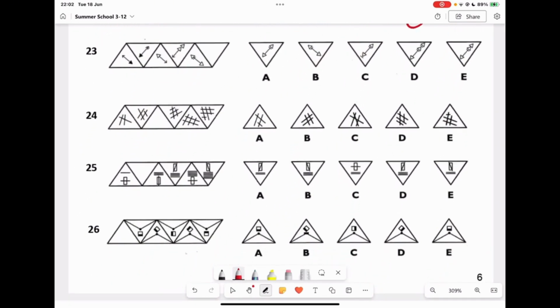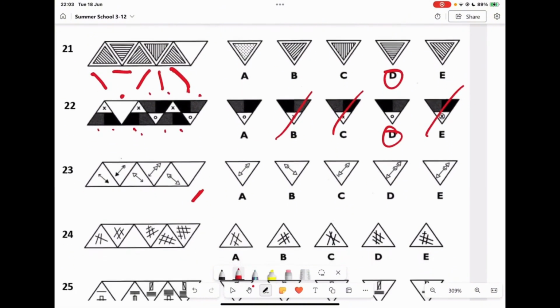Then 23. So we can see that the arrow is rotating. It's going 45 degrees. Oh no, it's going 90 degrees anti-clockwise in each shape. So given that, we know that it will be facing this way. So with that, we can rule out B.